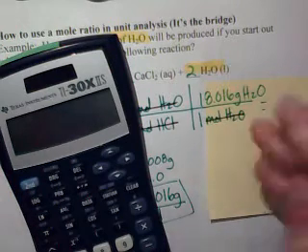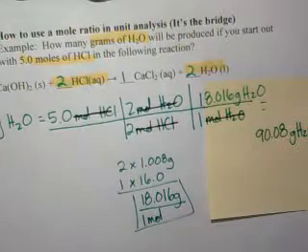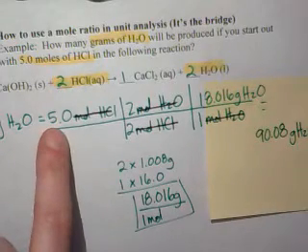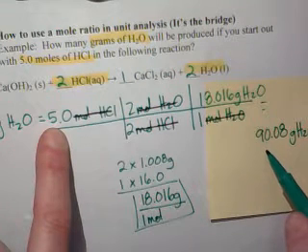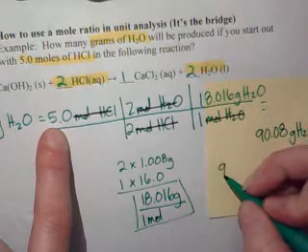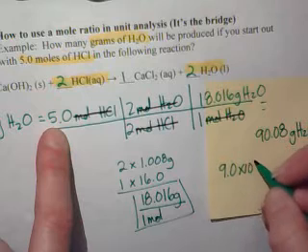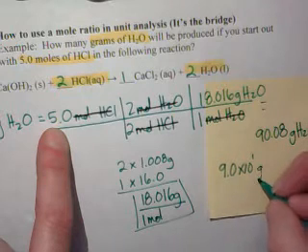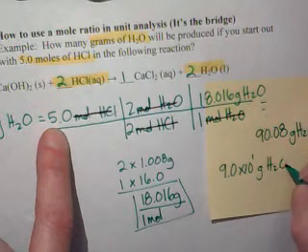grams of H2O. We have to go back and check for significant figures. We can only have two significant figures. Oh goodness, we have to put this in scientific notation. It's going to be 9.0 times 10 to the 1 grams of H2O.